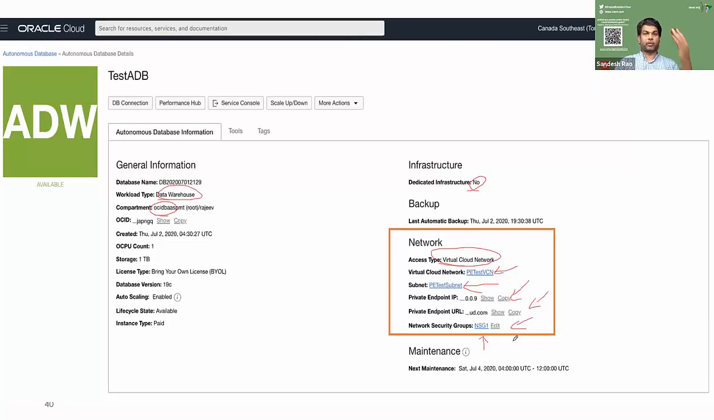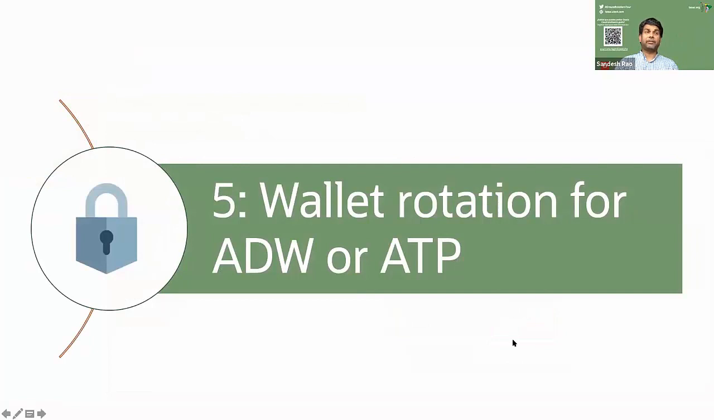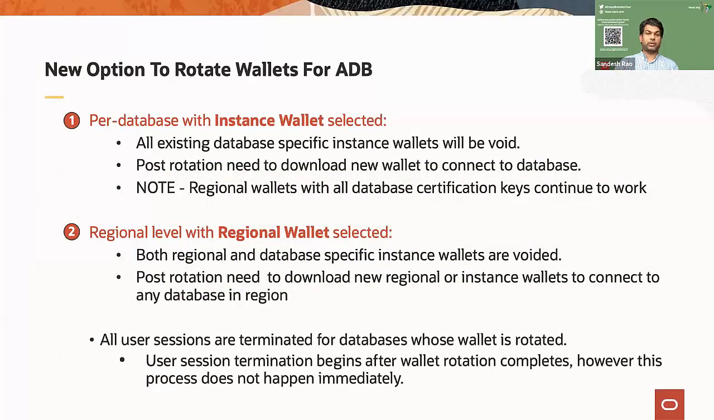This was number 4. Number 5, wallet rotations. Everybody wants to rotate credentials all the time. So you can do wallet rotations. There are 2 types of wallets. The first one is very simple. It's instance wallets. So every instance has a wallet. And once you rotate this wallet, you have to download the new wallet, and you cannot reconnect back to the database with the old wallet anymore.